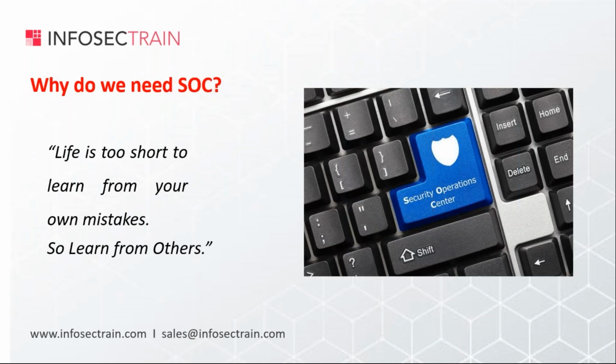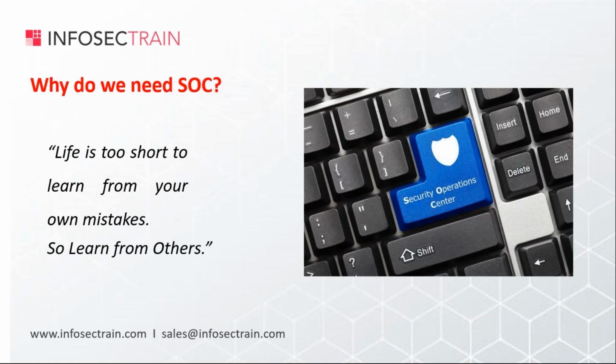And since there is a saying that life is too short to learn from your own mistakes, we have to learn from others. There can be multiple reasons why we need a SOC in an organization. There can be n number of reasons. The very first one, which I would like to say, is to detect and respond.